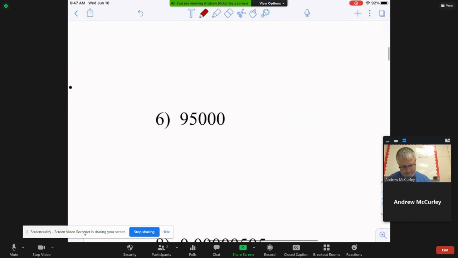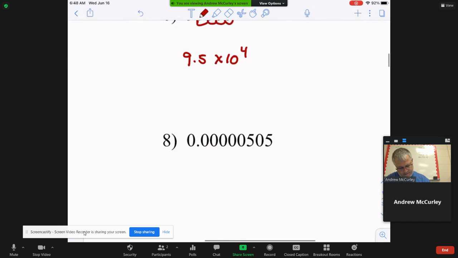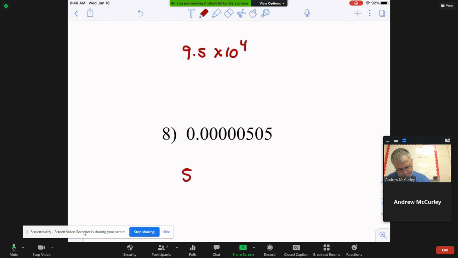All right. How about this one? 1, 2, 3, 4. I moved the decimal point 4 places, but it needs to be 9.5 times 10 to the +4th. And the last one, 5.05 times 10 to the 1, 2, 3, 4, 5, 6, the -6th.